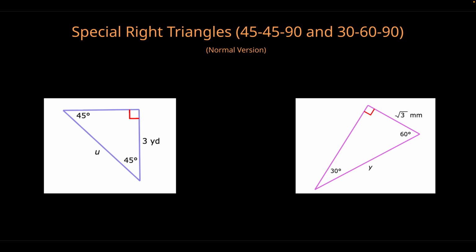Today we're going to be talking about special right triangles, so the 45, 45, 90, and the 30, 60, 90, and how to find missing side lengths, similar to the problems you see up on the screen here.